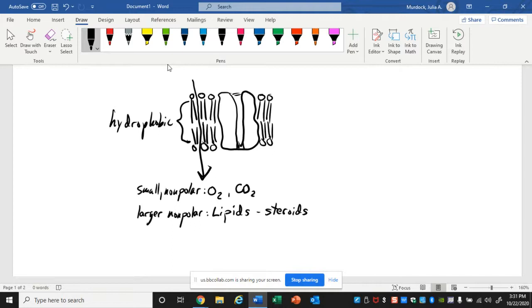Okay. The kinds of things, though, that really do need to go through a channel, right? The kinds of things that need a channel in order to go through the membrane would be what kinds of things?